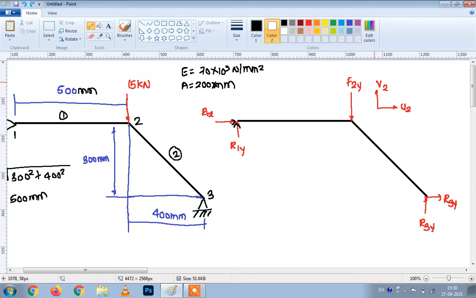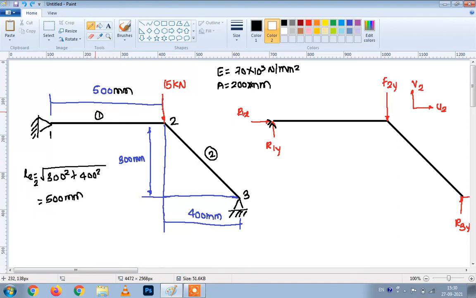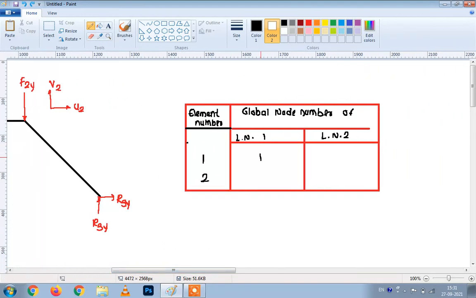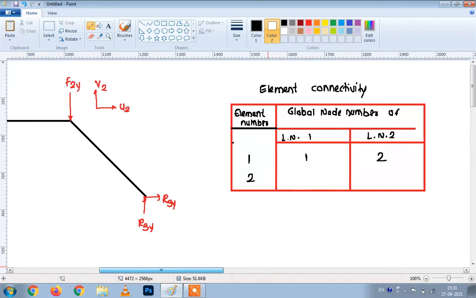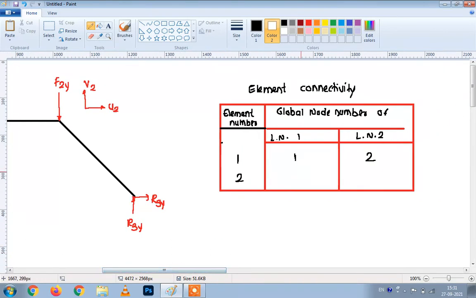After this we will plot the element connectivity. For element connectivity, in this numerical it is very simple. Element number 1 is connected between 1 and 2, so we simply write it down here. This is the table of element connectivity, with the element number and the global node numbers for local node 1 and local node 2. Element number 2 is connected between 2 and 3, so local node 1 will be 2 in global and local node 2 will be 3.